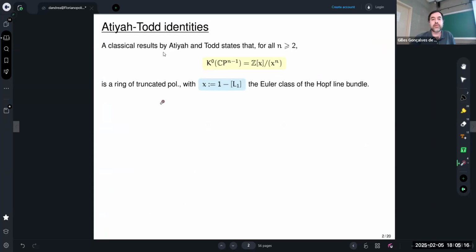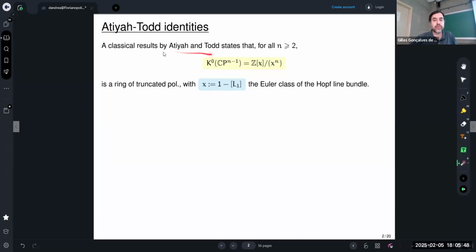Now let us focus on this example, the complex projective space of dimension n-1. This is one of the few examples where you can compute the K-theory explicitly. Well, there is a class of examples, but there are not so many where you can really compute the K-theory ring, meaning you have a presentation of the ring in terms of generators and relations. It is the ring of truncated polynomials. n equal to 2 is the one that you saw in the previous slide. So this is the generalization.